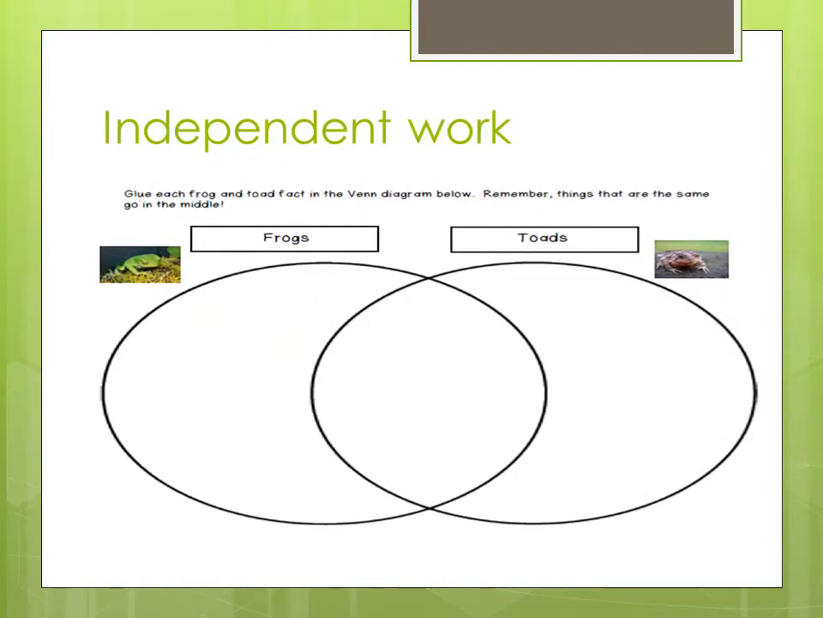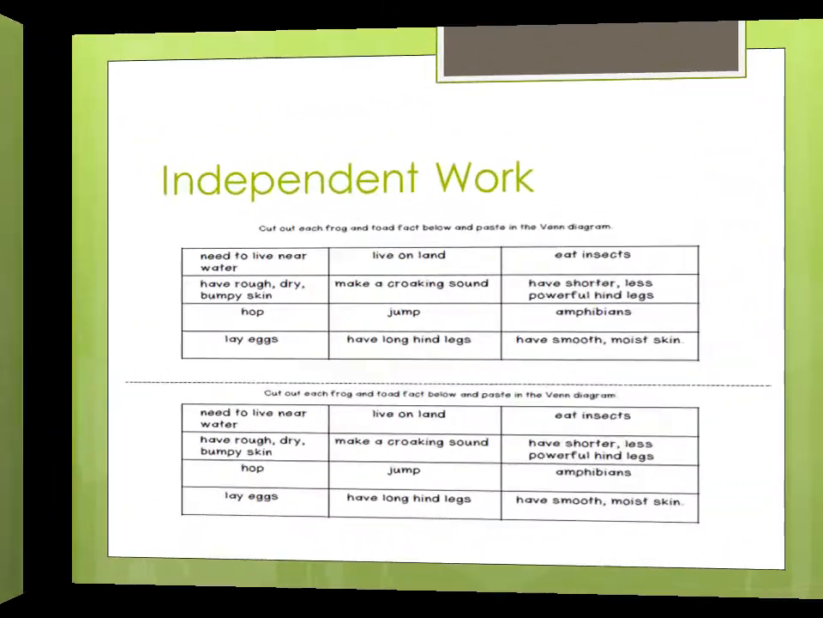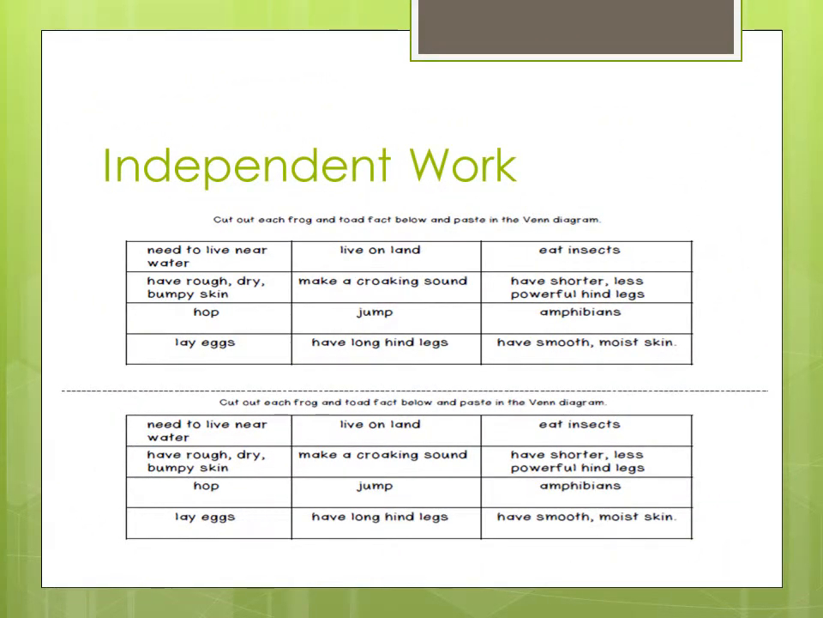Continue the graphic organizer and comparing and contrasting activities by giving the students more practice with their independent work. The activity on this page shows the Venn diagram with instructions for the students to cut and paste the facts into the correct place. Here are the facts that students cut and paste into the Venn diagram.